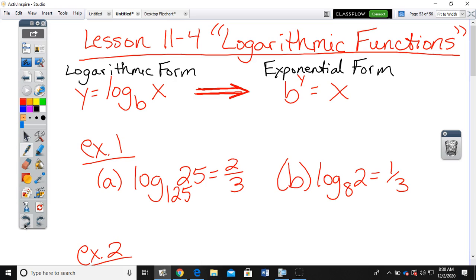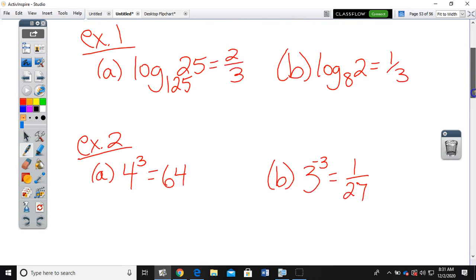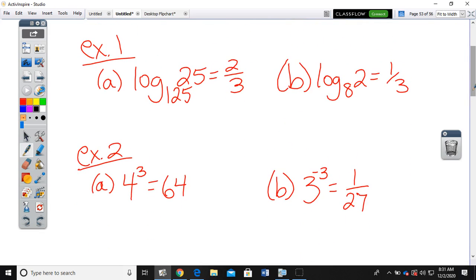So I know I'm doing a horrible job explaining this, but all it is is moving things back and forth. So this first example, these are written in what? Log form, and they want us to write them in exponent form, okay? So all it is is moving things around. So what is my base? 125.